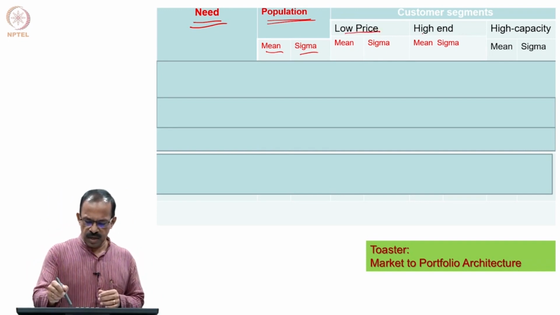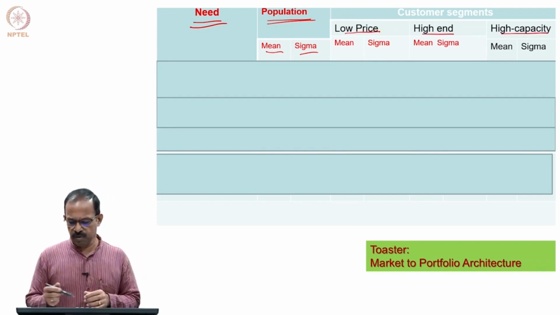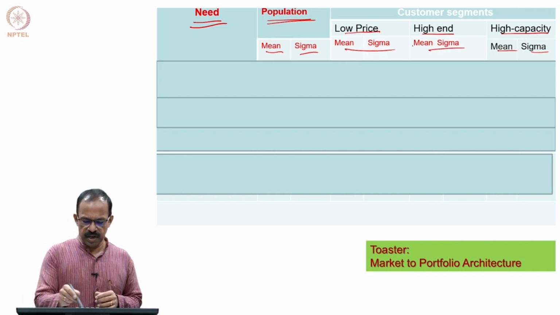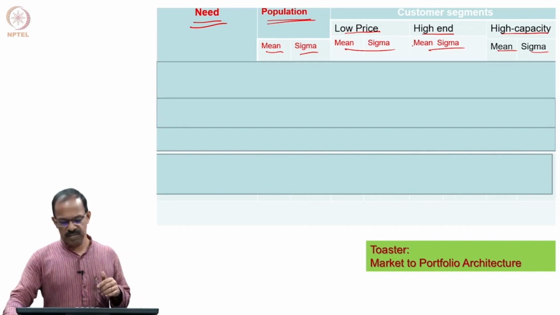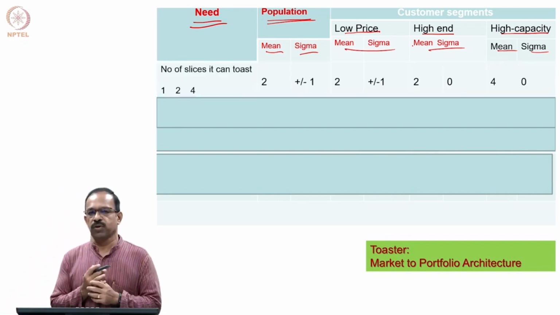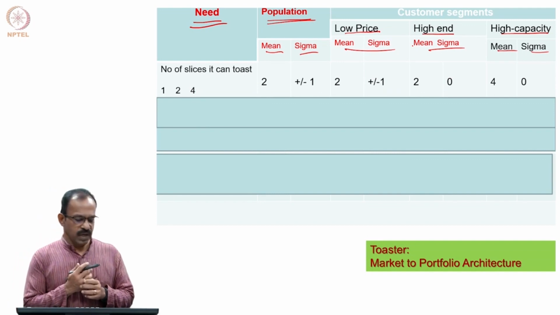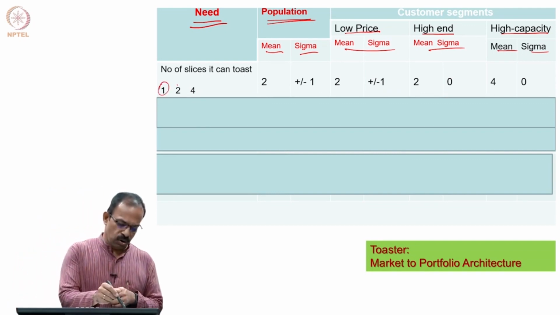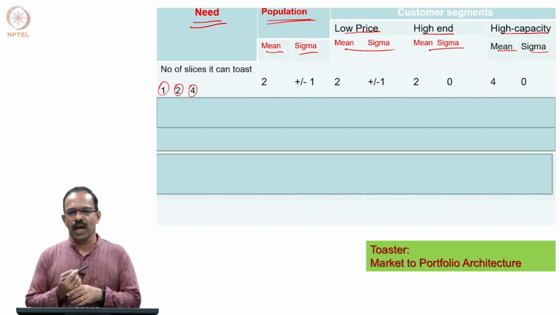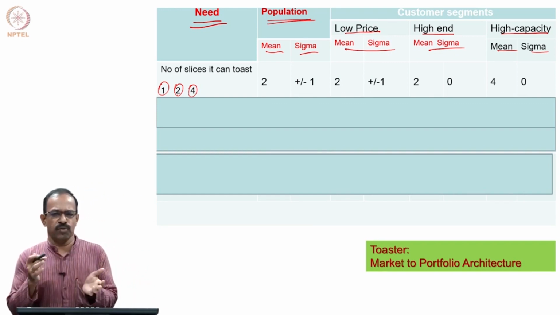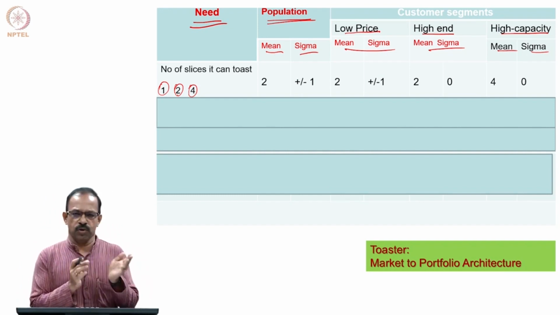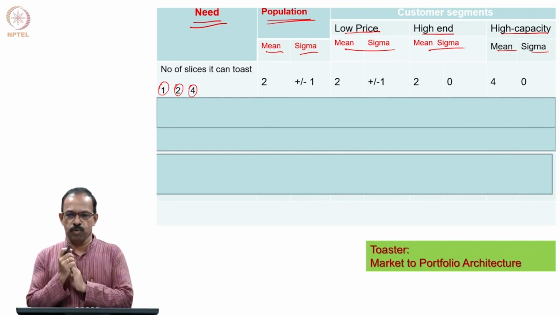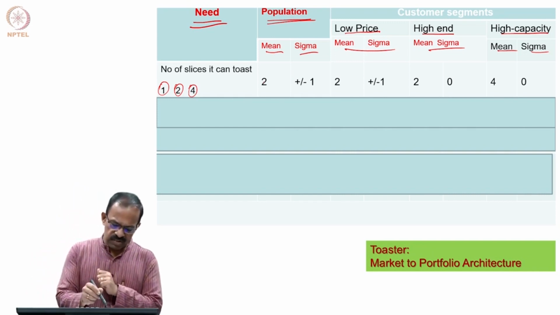So, the low price segment, high end segment and high capacity segment. For each one we will try to find out mean and sigma values, and we need to do this for each need. So, let us take the first need, the number of slices a toaster can toast. We are saying that we can give an option of 1, 2 or 4. Assume that you already suggested 1, 2, 4 or the customers gave it based on their own requirement. We can get the total from the total population, and we found that the population is actually looking for 2 plus or minus 1.